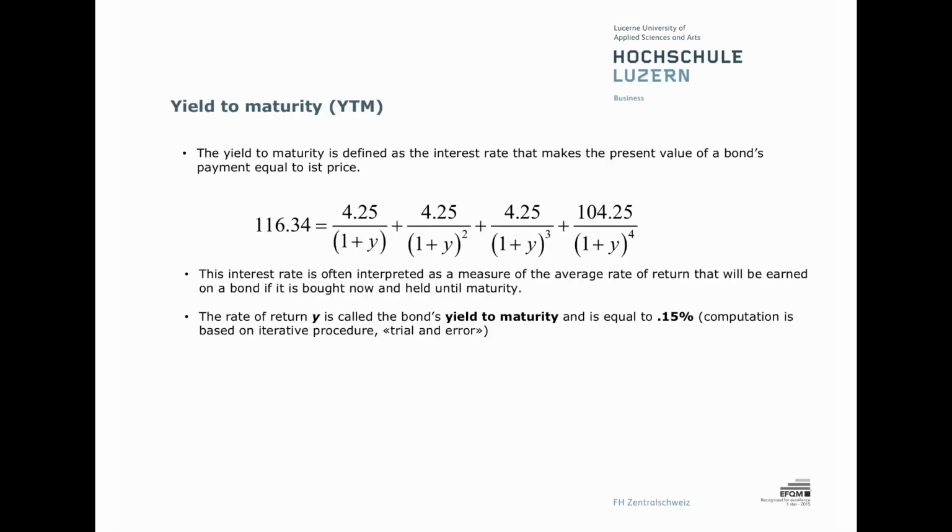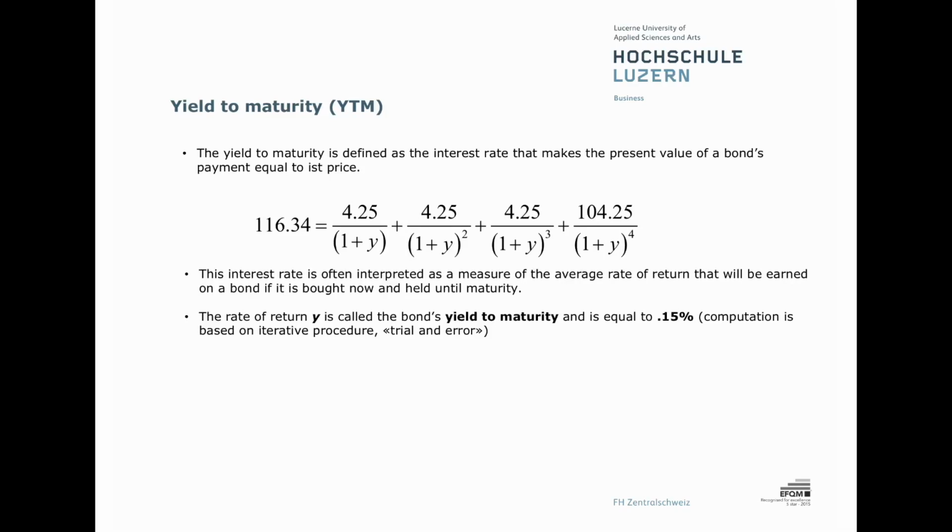Another important concept in bond valuation is the yield to maturity, which is defined as the interest rate that makes the present value of a bond's cash flow payment equal to its price. You can think of this interest rate as the average rate of return that will be earned on a bond if you buy the bond now and hold it until maturity.